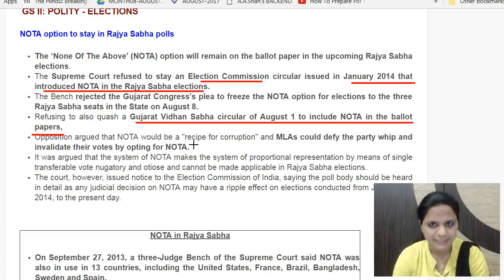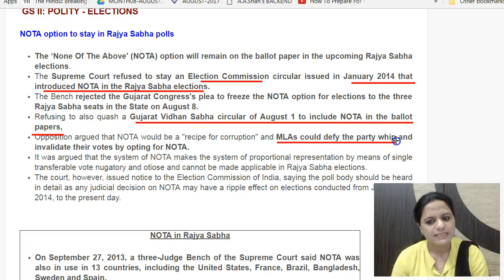So if there are 20 members standing for elections, then there will be a ballot paper containing all the 20 names, and you have to rank them according to your order of preference if you are one of the members voting. This is how it takes place. So what they want is that this NOTA option should not be there. Otherwise, MLAs would defy the party whip. But the Supreme Court has stated that that is fine. Even if they defy the party whip, this is not considered as defection.